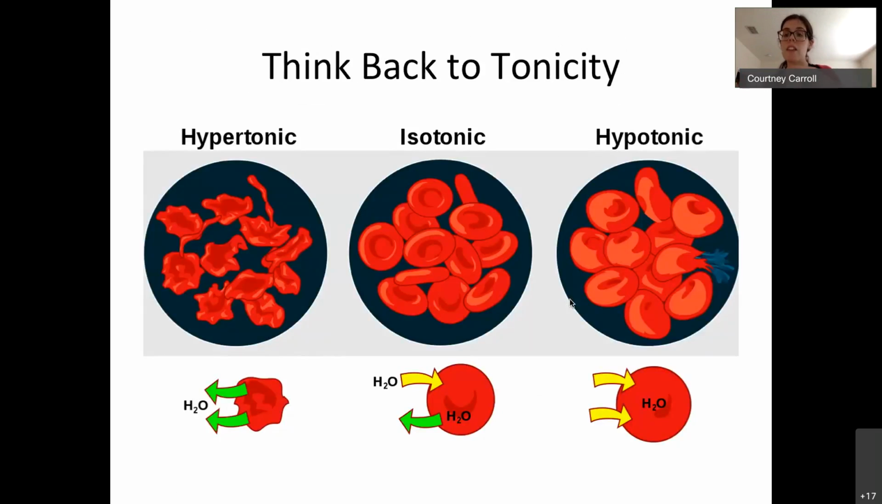Isotonic, meaning the concentrations are the same. The net movement of water inside is going to be equal to the net movement outside. And then in a hypotonic, this is going to be the reverse of that hypertonic solution. So outside, not a lot of salt. Inside is considered very salty, and the water is going to flow in. So you want to keep that in mind when you're thinking about osmotic regulation.